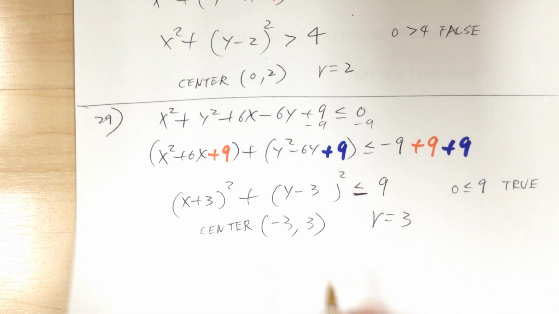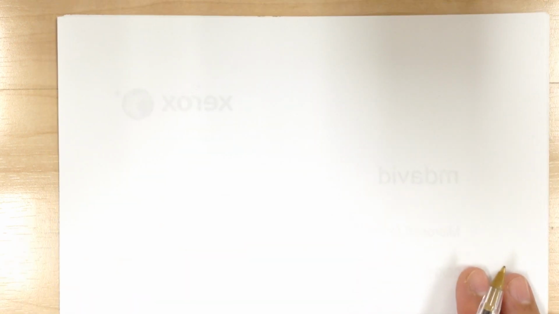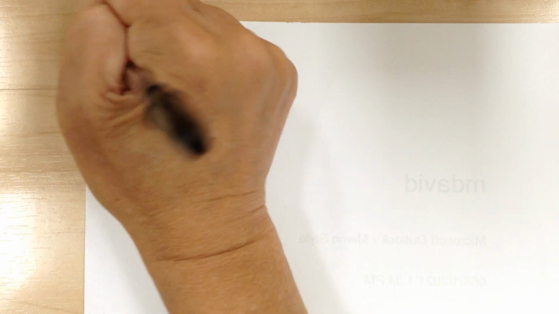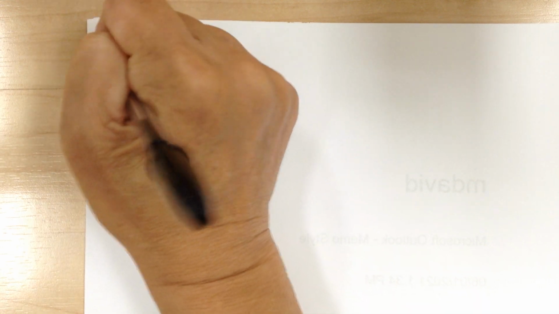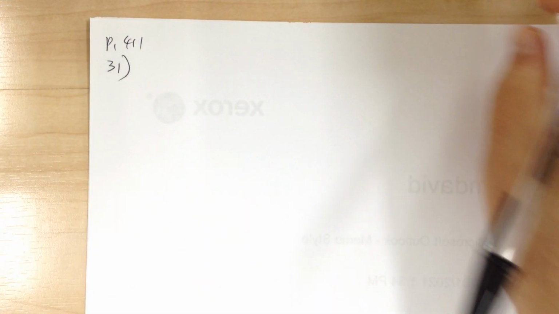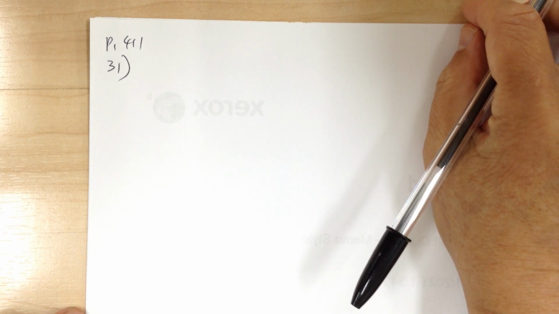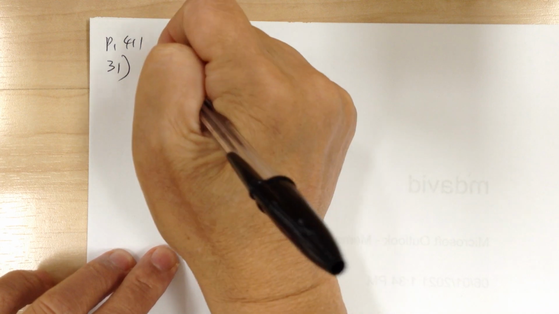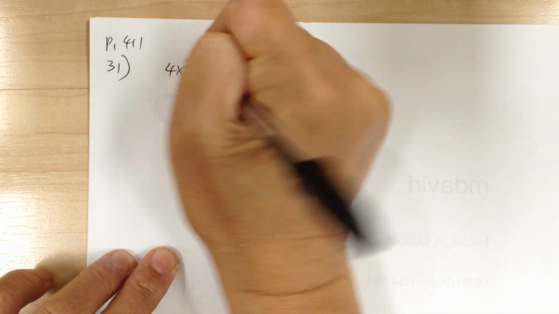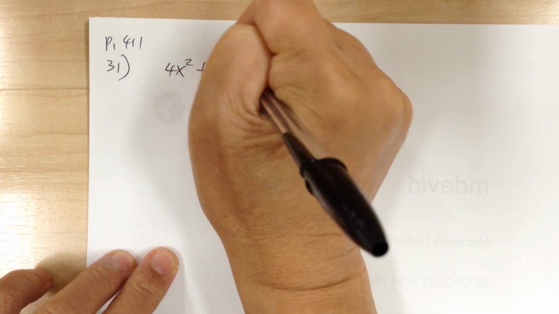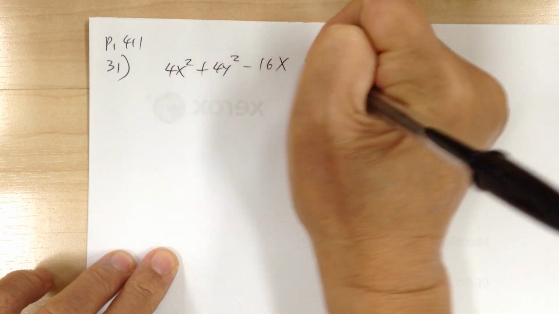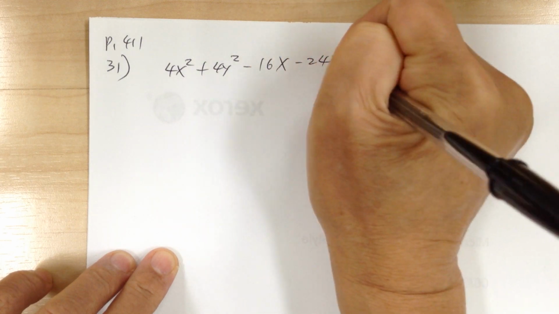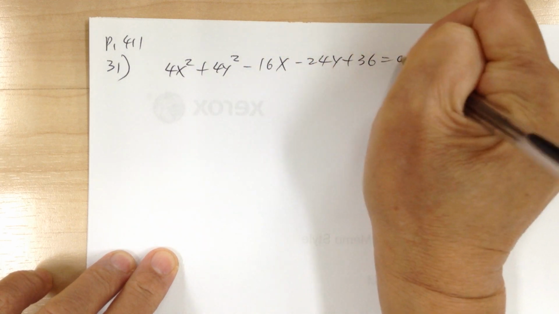Okay, let's go to the next one. Number 31. It says find the center and radius of each circle. So this one we just have to complete the square. So you've got 4x squared plus 4y squared minus 16x minus 24y plus 36 equal to 0.